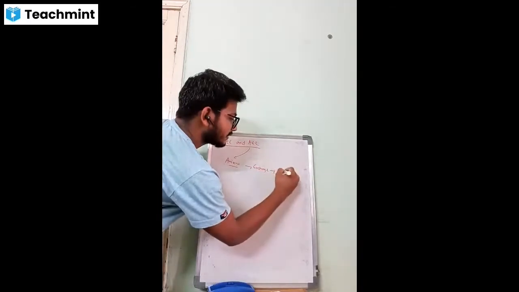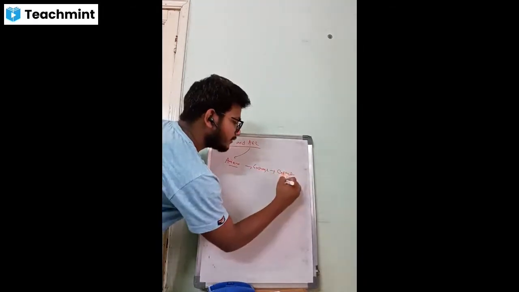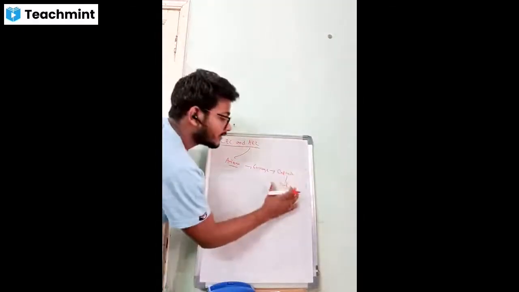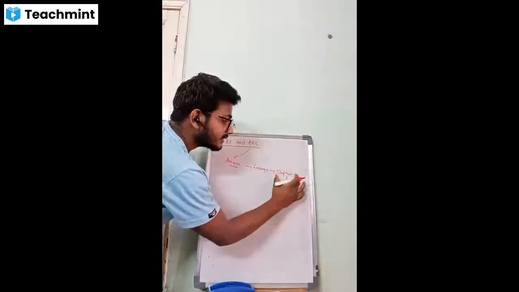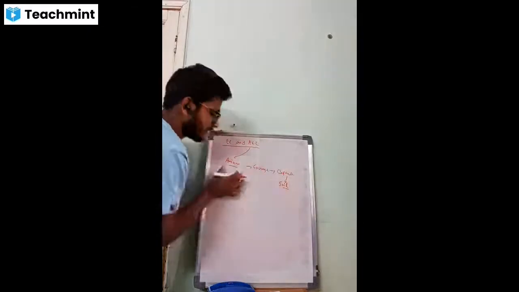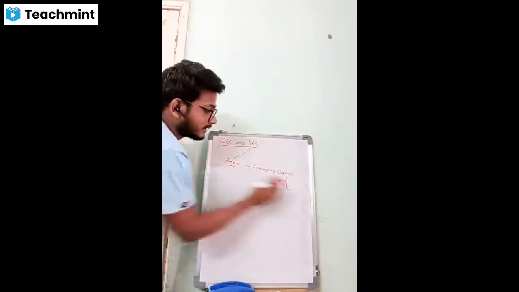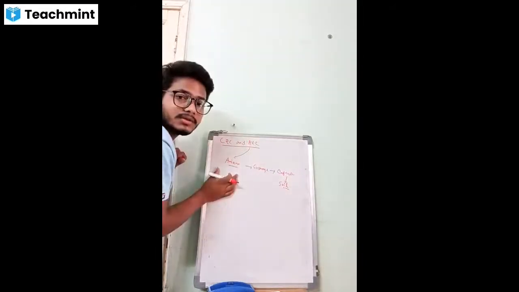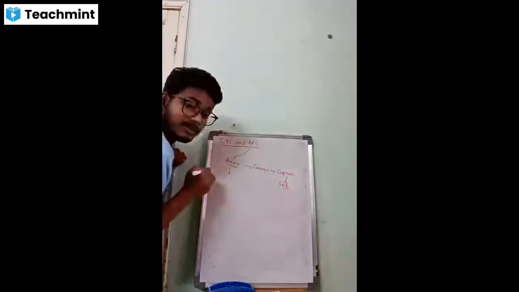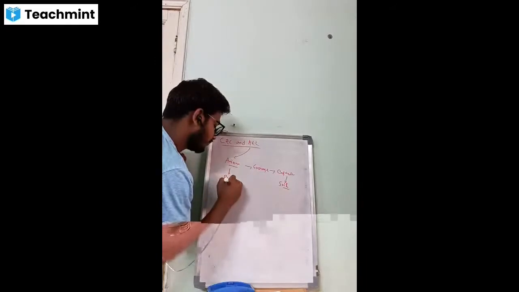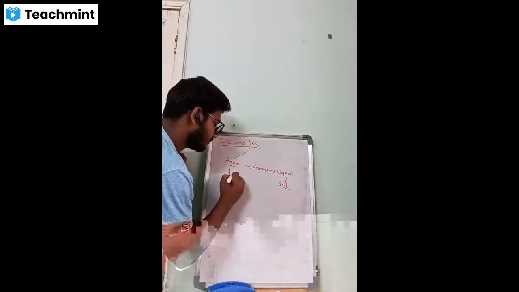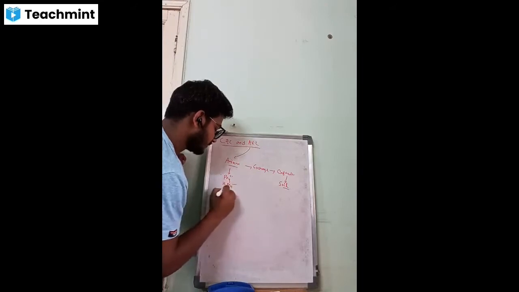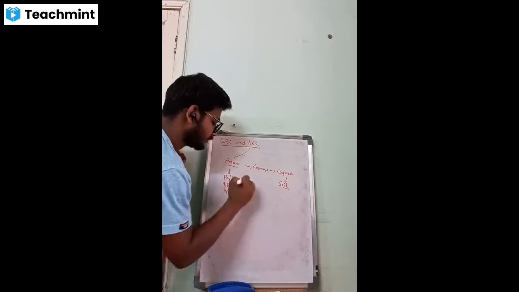Capacity means the power of soil. So soil has the capacity to exchange anions. Okay, so then what are the anions? Phosphate, PO4 2 minus, H2PO4 minus, HPO4 2 minus.